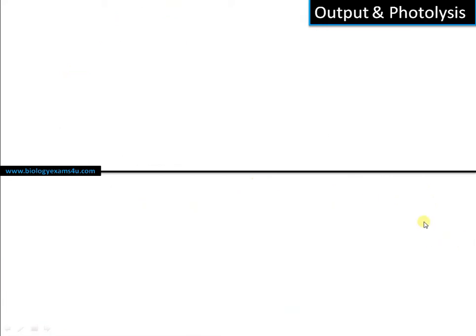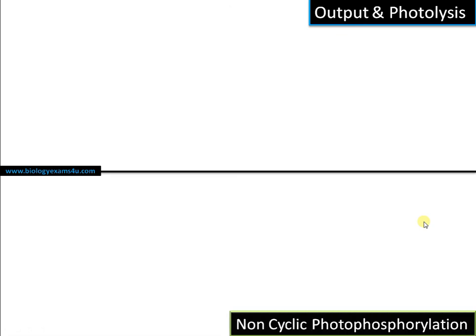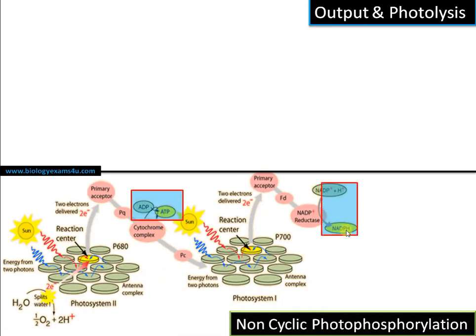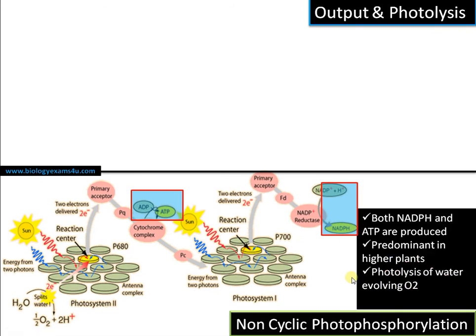Second difference regarding the output and photolysis. In non-cyclic photophosphorylation, ATP and NADPH are produced. So two energy-rich molecules are produced, ATP and NADPH. And that's why this is predominant in higher plants. And there is a process called photolysis of water. Here the electron flow is not cyclic, therefore the electron that is ejected from photosystem 2 should be refilled, and that is done by photolysis of water. It provides oxygen and also H plus, releasing electrons, and that is taken up by photosystem 2, filling that electron hole or electron gap in photosystem 2.